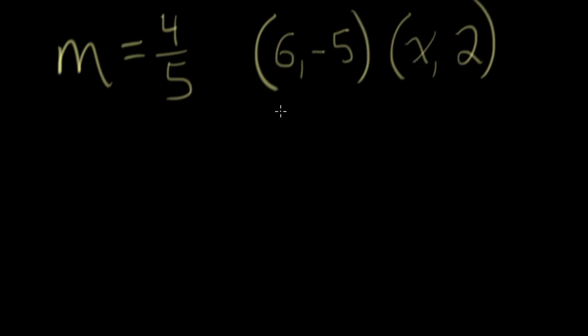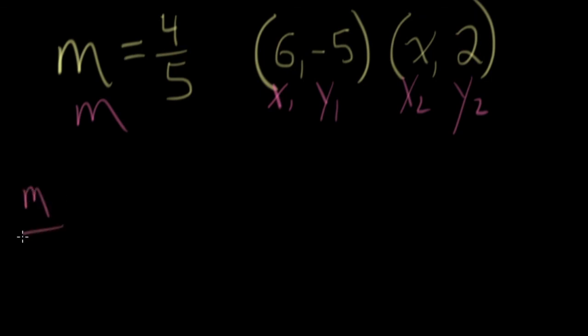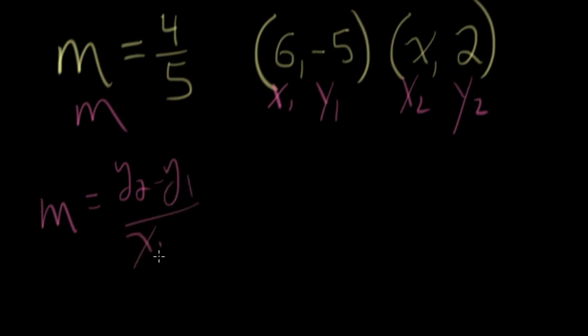Okay, fear not, young Padawans. I'm going to call these x1, y1, x2, y2. And of course, this is m. Remember, our formula is m, and I'm putting an m over 1. I don't need to do that, but m is 4/5. So m is equal to y2 minus y1 over x2 minus x1. What does it actually look like?